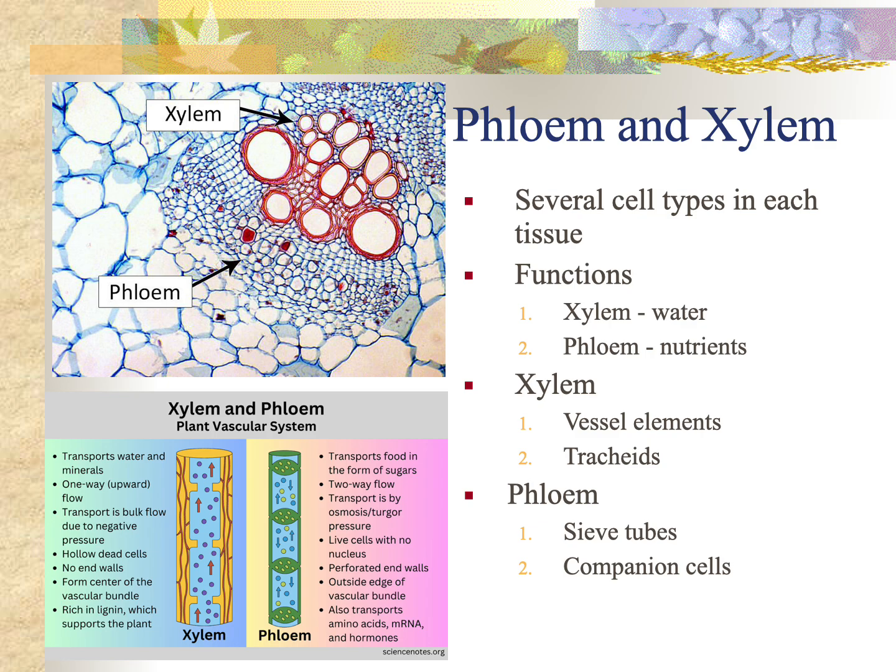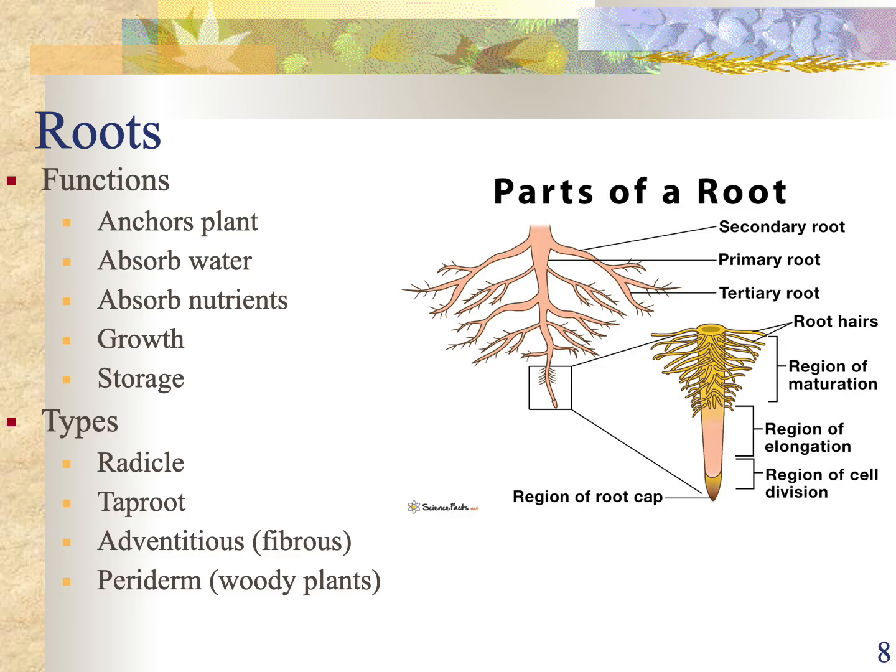These are often close to one another. They are different types of cells, different types of things in there. They're important. We talk about them a lot. Okay, the next chapter is on roots.